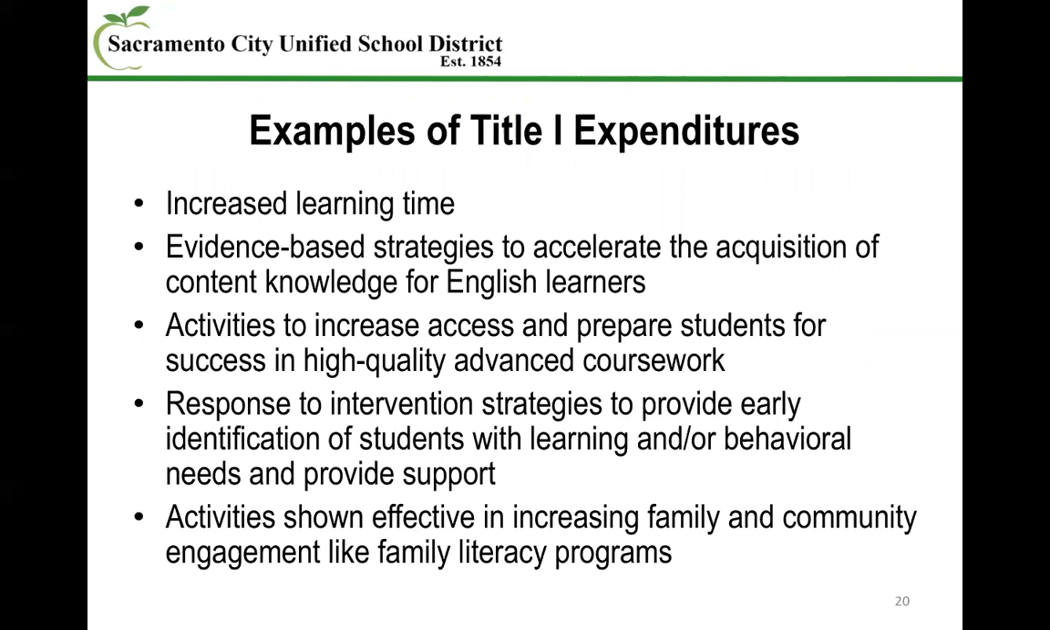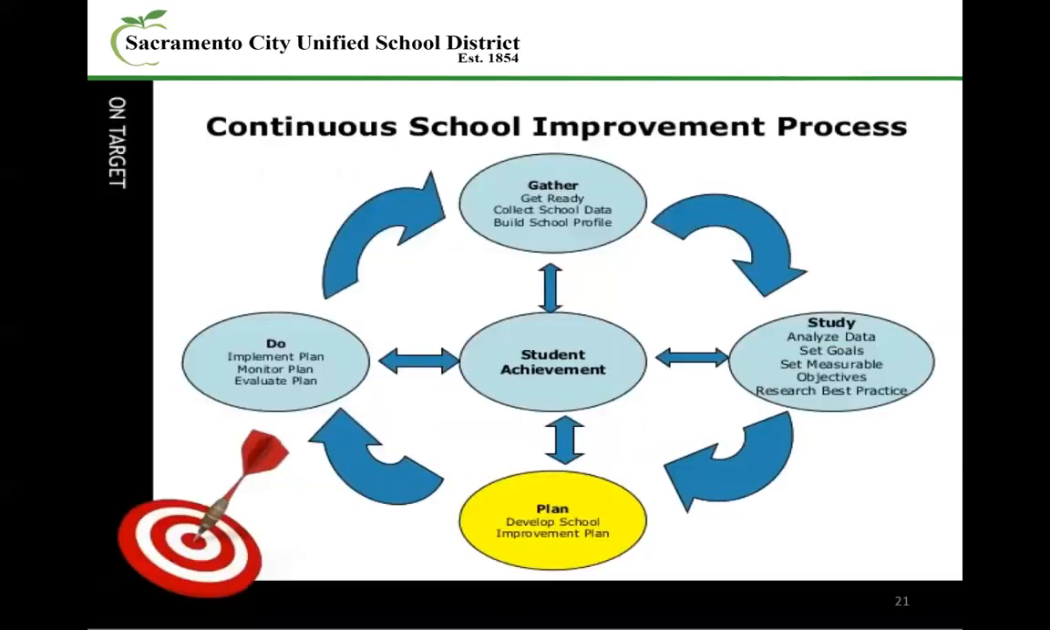Here's a slide that shows some examples of Title I expenditures. The school site council's work is based on a process of continuous improvement. This graphic is an example of what the process of continuous improvement looks like. You begin by gathering data, studying or analyzing the data and setting goals as well as measurable outcomes, and gathering evidence-based best practices. And then based on that data, you create your plan for improvement and then implement your plan.